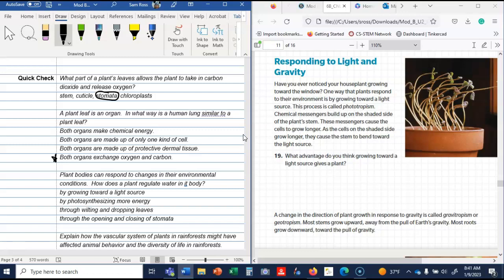Plant bodies can respond to changes in their environmental conditions. How does a plant regulate water in its body? Through the opening and closing of stomata.